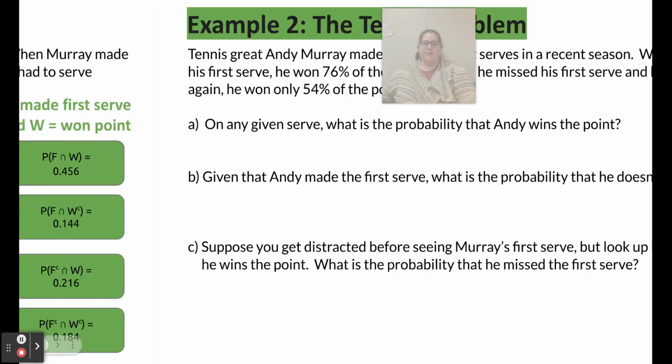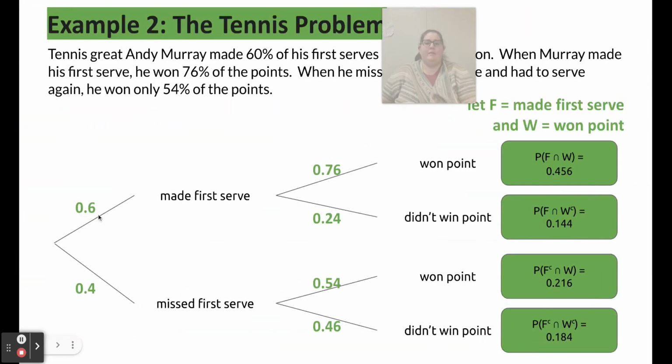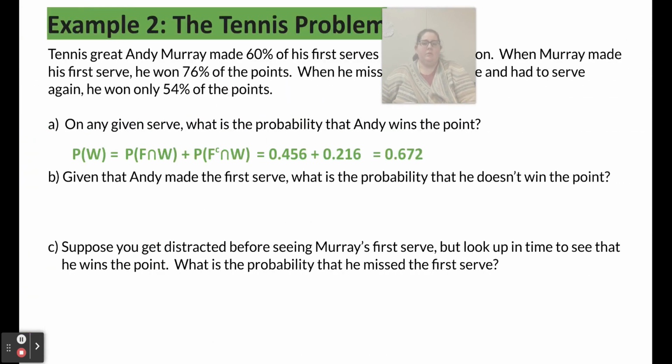If I go back to my tree diagram, I can see that given he made his first serve, so looking at that top part of my first event branch, the probability that he doesn't win the point is 0.24. And I got that by subtracting 1 minus 0.76, which is the number they gave me. So I know I've got that one already because I filled out my tree diagram, and that made that a little bit easier.